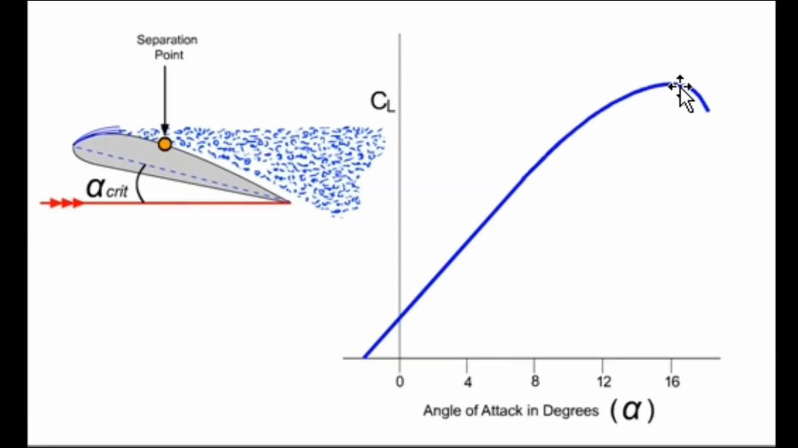Okay, so this point over here is called CL max, which is maximum coefficient of lift, and the angle of attack associated with it, for example, in this example you have 16 degrees, is the angle of attack the airplane wing has to be at in order to have an aerodynamic condition called stall.